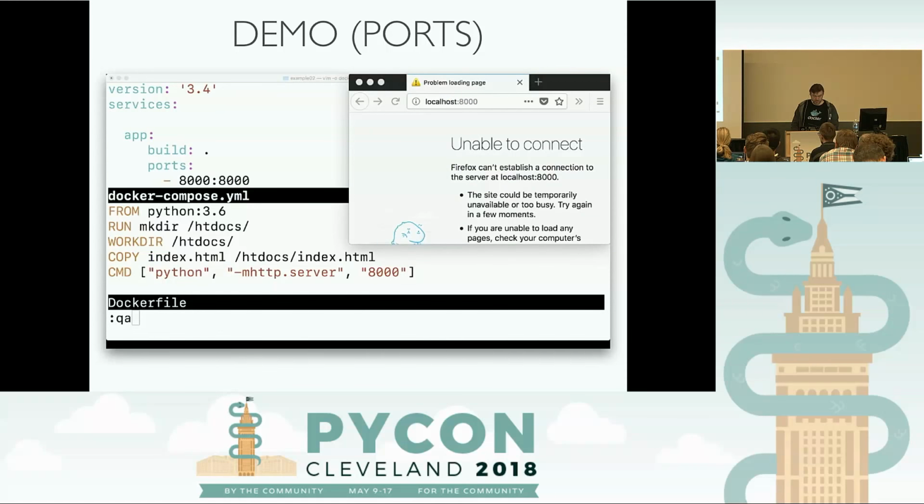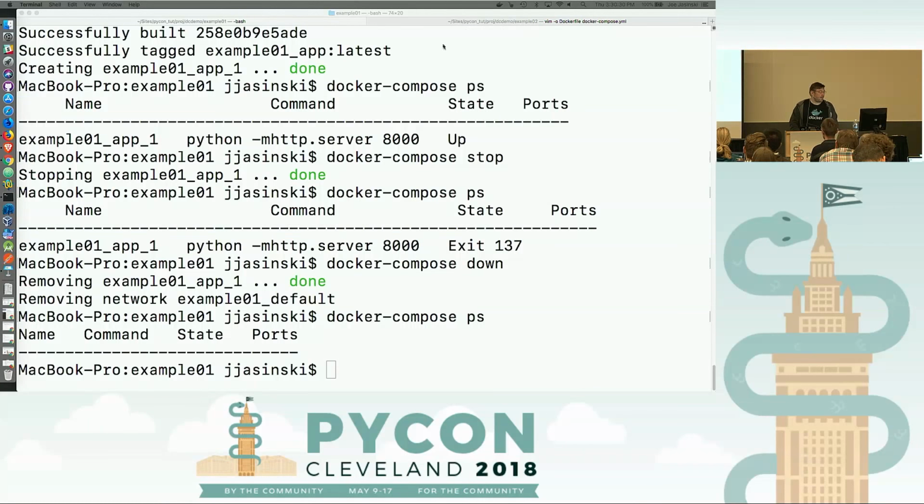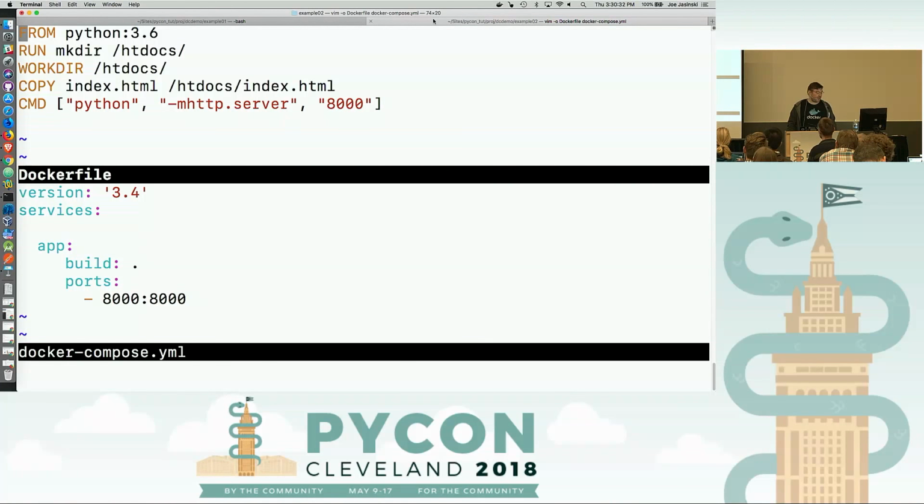Let's go through a quick example with this. So here's a very similar Dockerfile to what you saw before. We're pulling from Python 3.6. We're doing some setup here, and the big difference is we're copying an index.html file into a directory inside of the container, and then we're running a simple Python web server. Then we're defining a service, and the only difference now as compared to the last example is we're setting a port mapping. We're mapping port 8000 on the Docker host to 8000 on the service.